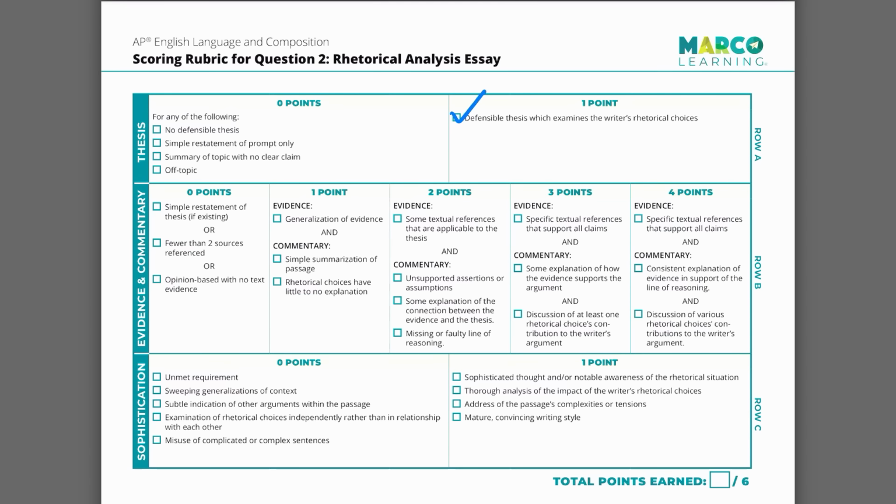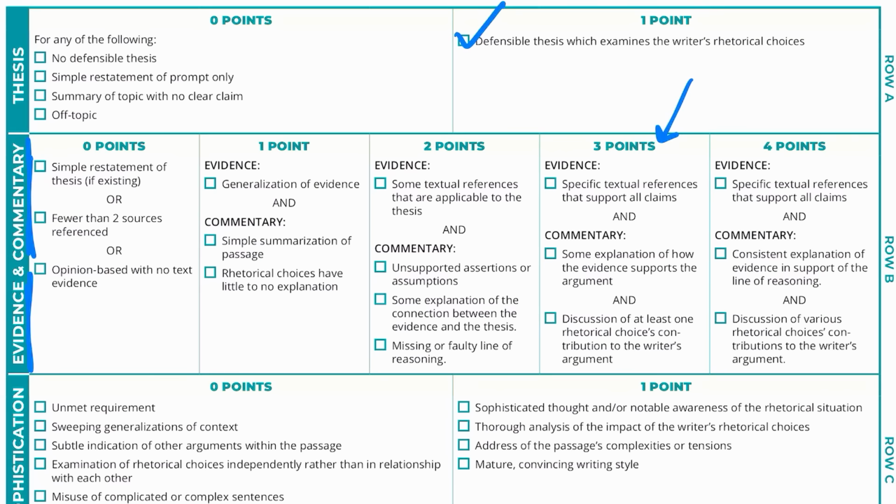Now, the second part of this, you can see it in the title here, it says evidence and commentary. What is your comment on that quote? So for example, let's take a look at 3 points over here. It says that there are specific textual references that support all claims. So specific moments. In paragraph 3, the author does something, right? And uses this particular word, uses the word cheap.